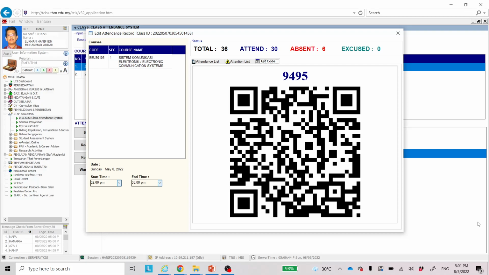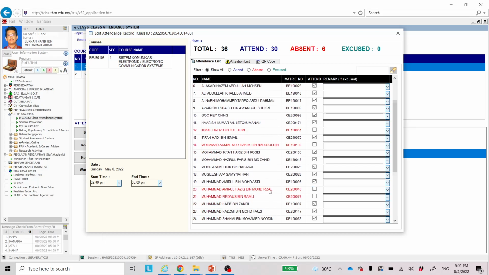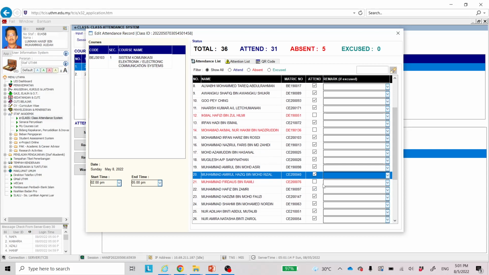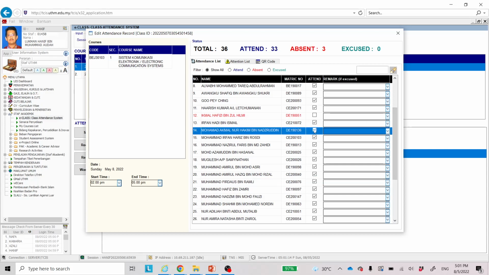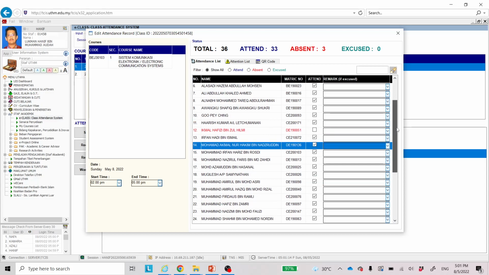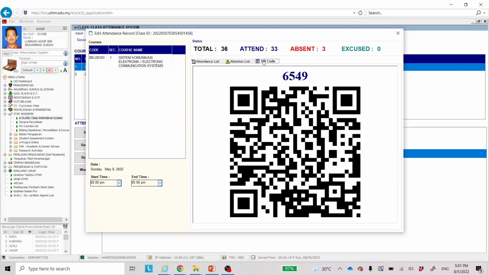Doktor, saya tak dapat scan QR code tu. Nama siapa? Muhammad Amirul Haziq. Okay, Amirul Haziq, done. Doktor, saya pun tak boleh scan. Okay, one by one. Siapa nama? Muhammad Firdaus Akmal. Okay, Firdaus, done. Next. Muhammad Akmal Hakim, Doktor. Okay, done. Thank you, Doktor. Selamat Hari Raya. Okay, selamat raya. Any more? Siapa lagi?